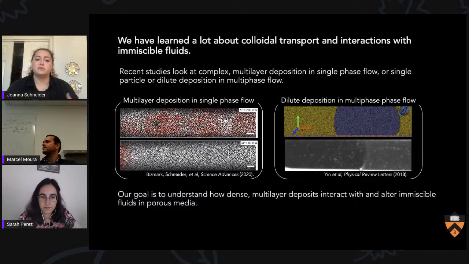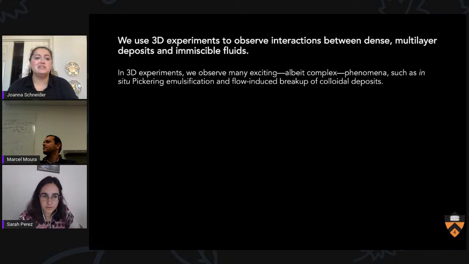Originally, we wanted to answer this question using one of our lab's primary capabilities, which is 3D experiments. But it quickly became clear that this was not going to be the best way to study this problem, because of the complexities that arise in these geometries.